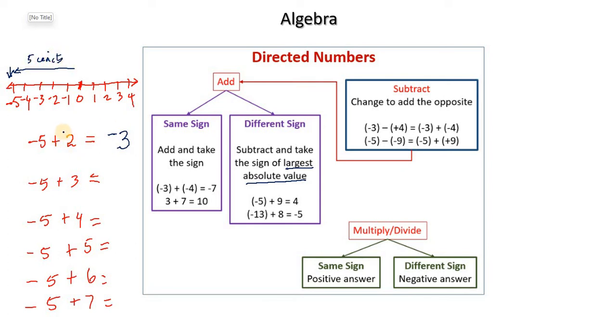And +2, even though we didn't put a sign there, it's +2. It's simply 2 units away from 0. So which is further away, the 5 or the 2? The -5. Right, so we keep the sign of that one.